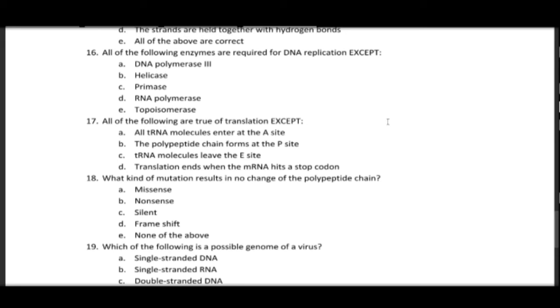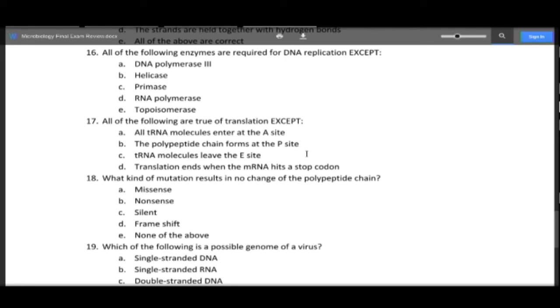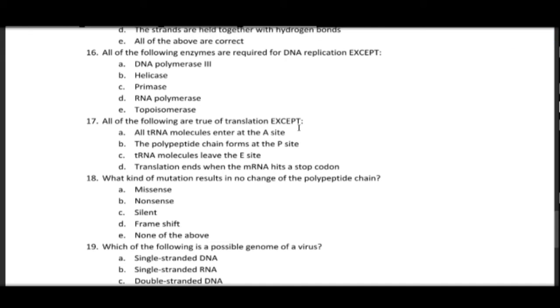But it's not going to be true for the very first tRNA, for the very start of that polypeptide chain. So that very first one is actually going to enter at the P site. The next one, the second one, will enter at the A site, and then move over to the P site and attach its amino acid and make that polypeptide chain. So A would be our exception so far, that all tRNA molecules enter at the A site. So all of them do except for that very first one. The very first one's entering at the P site to create that polypeptide chain because it's the initial one.